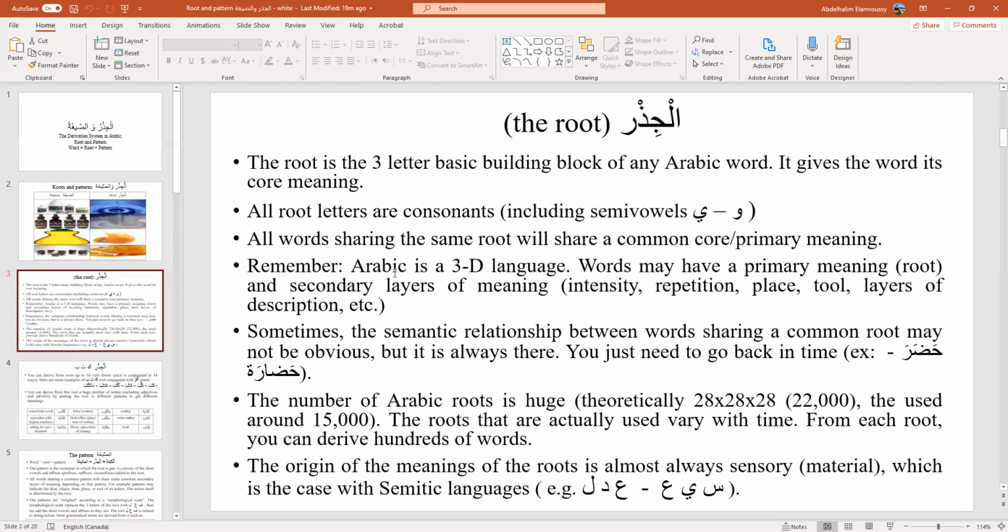Sometimes the semantic relationship between words sharing a common root may not be very obvious, but it's always there. So for example, when I was teaching at University of Calgary, I was teaching Arabic courses as usual, and I was teaching a course as well called Muslim Civilizations. So the word for civilization is hadara in Arabic. It's this word right here.